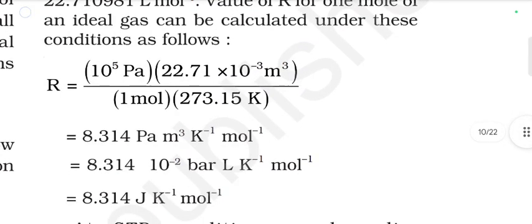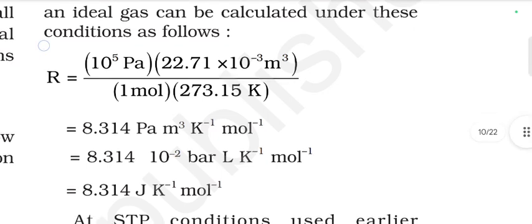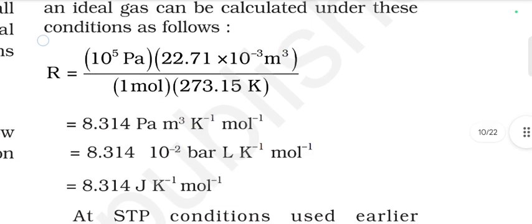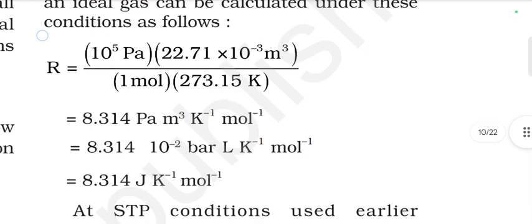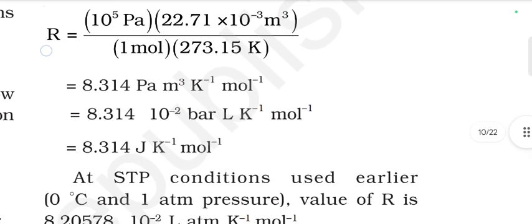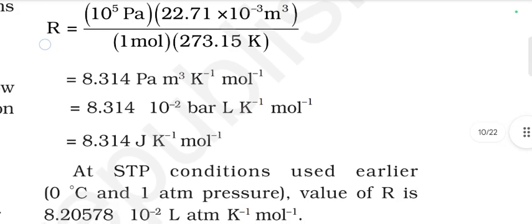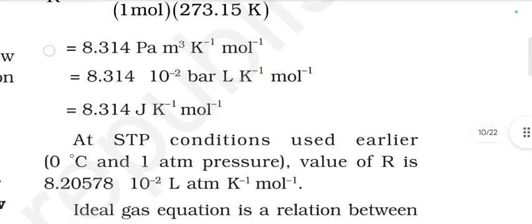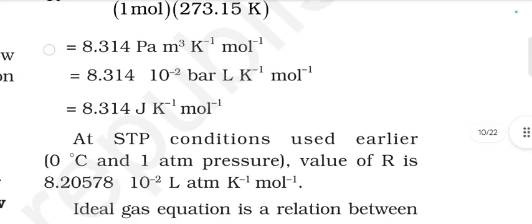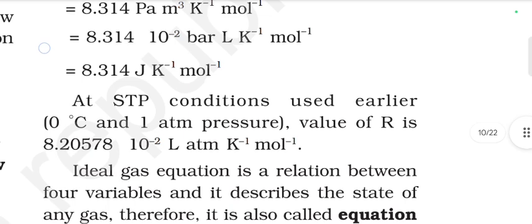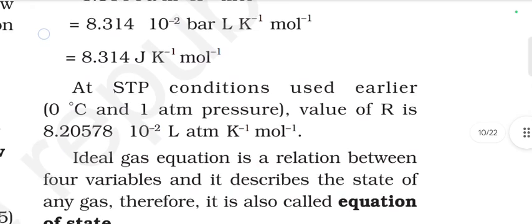R = (10^5 Pascal × 22.71 × 10^-3 meter cube) / (1 mole × 273.15 Kelvin) = 8.314 Pascal meter cube Kelvin inverse mole inverse = 8.314 × 10^-2 bar liter Kelvin inverse mole inverse = 8.314 joule Kelvin inverse mole inverse.